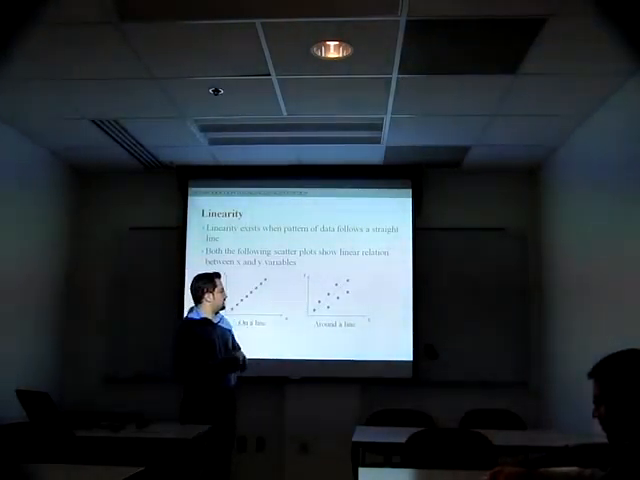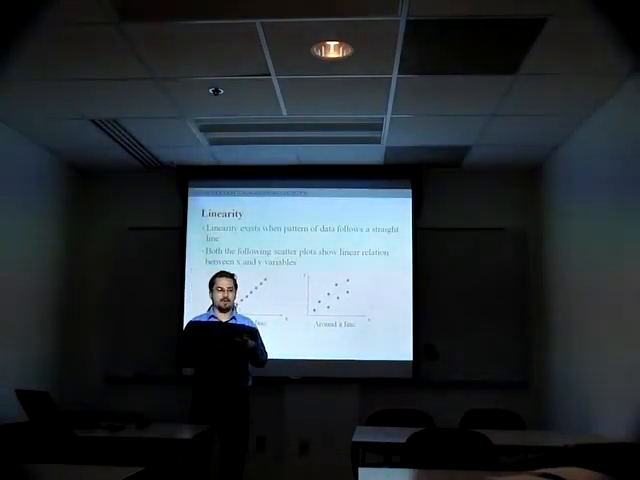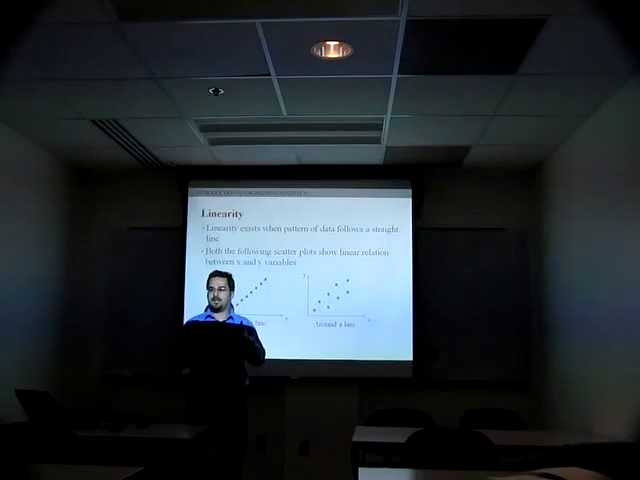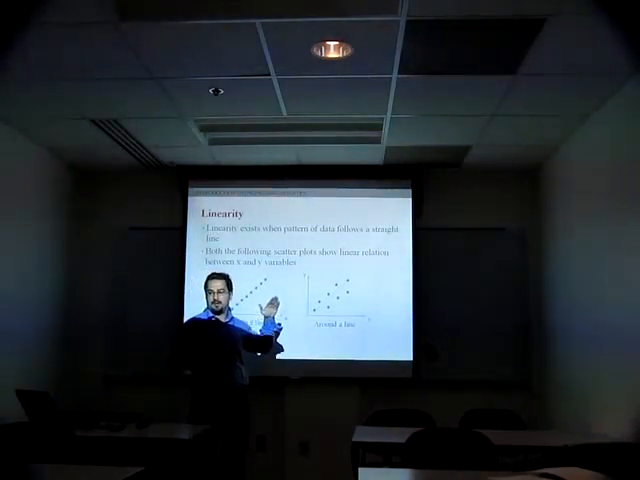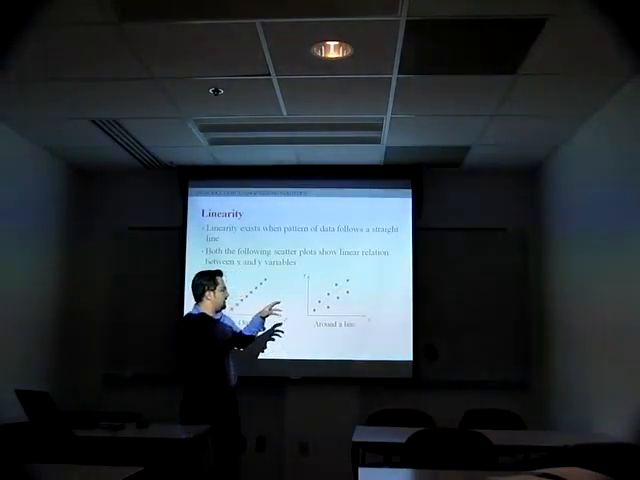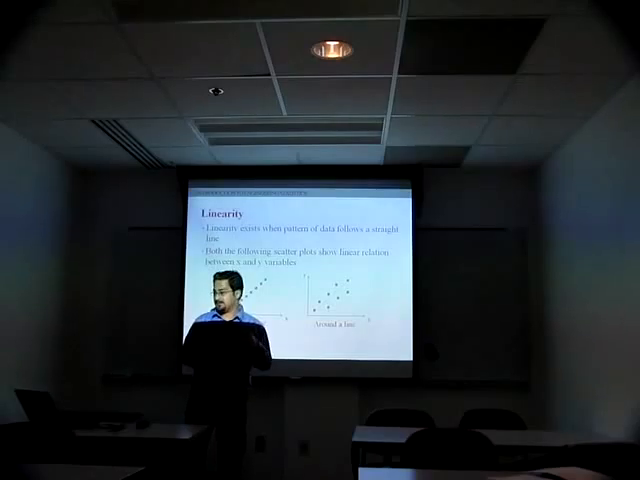But on the right side, the picture shows that the data are a bit more scattered. So they still have a sort of linear relationship with each other, and you could sort of recognize the line they follow. But they are more scattered, so the relationship is a bit less.